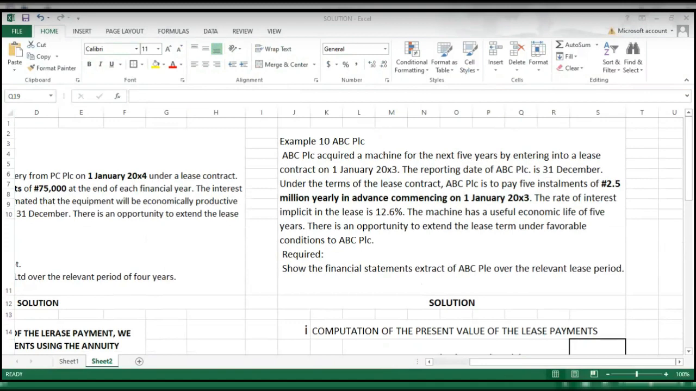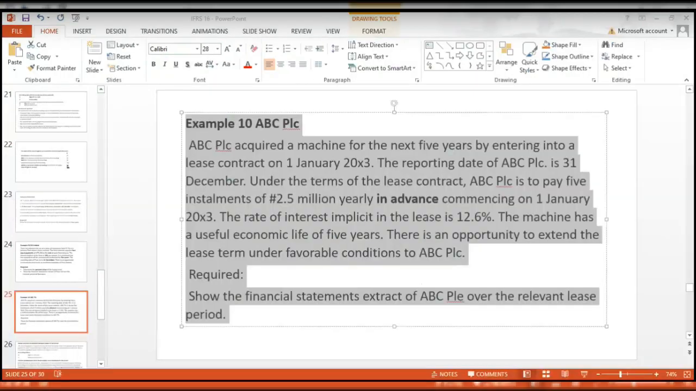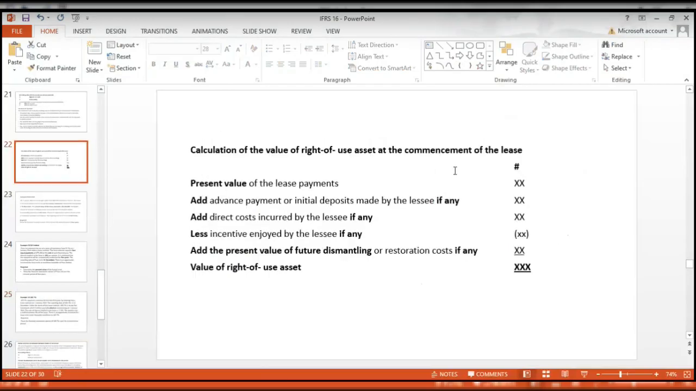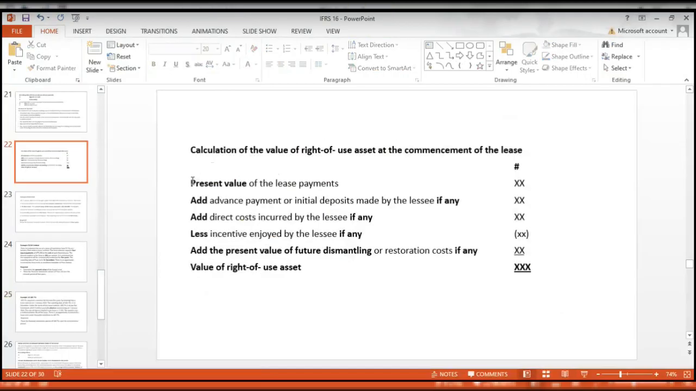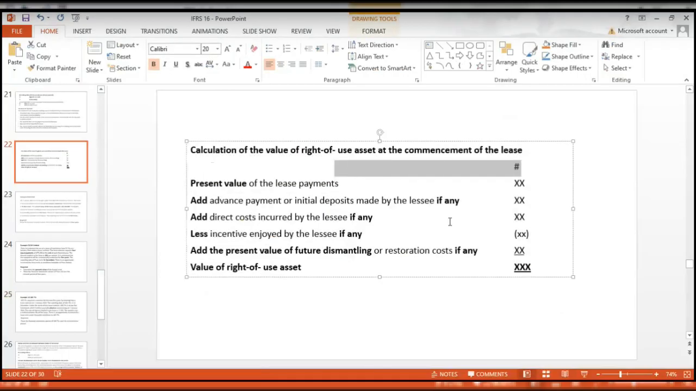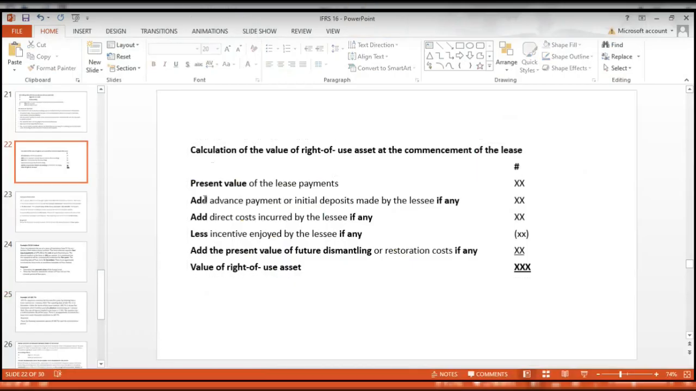So let me quickly show us the formula we have already. We have seen the example today. I would just want us to look at it together again. This is the formula for calculating the value of the right of use asset. The first item is the present value of the lease payment, which is what we have just computed. Add any advance payment or initial deposit.